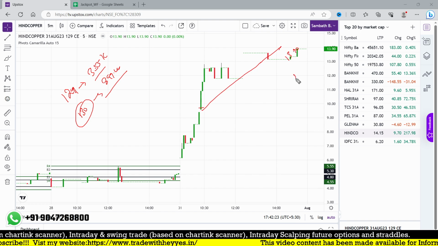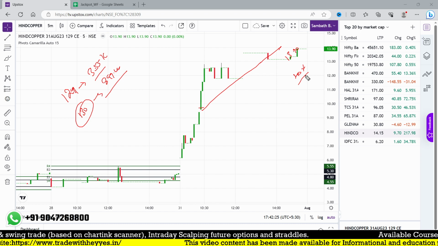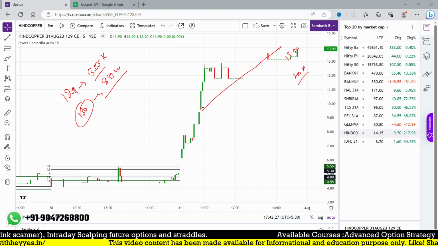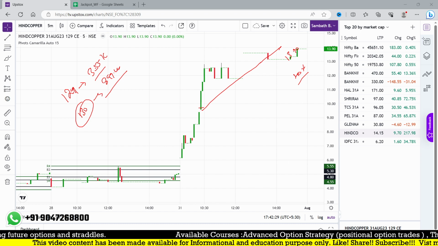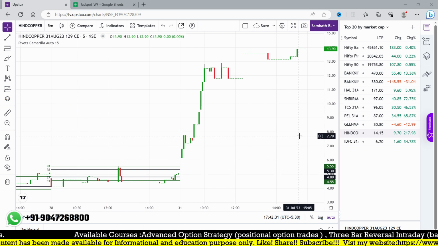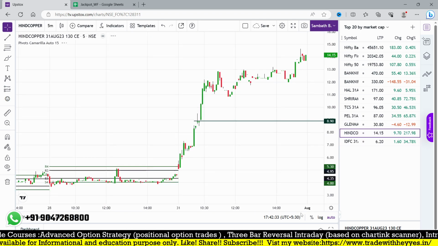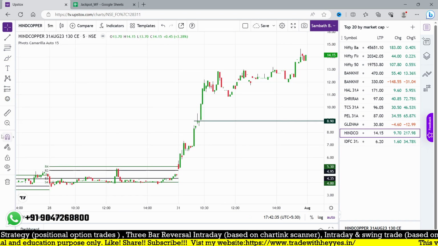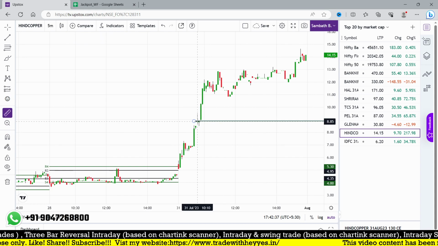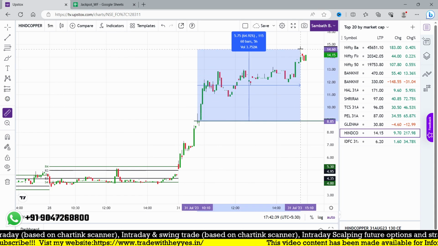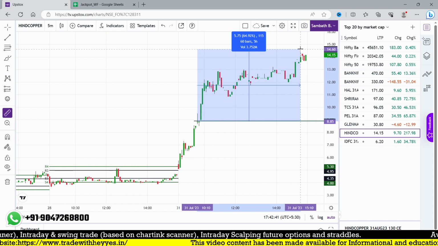That is almost 40% from that entry point. This is what a positional trade opportunity which we find out. And one more important thing: if you are checking this one from our entry point, because we marked that entry on the live market, from that level, when compared to the peak, it's more than 64%.